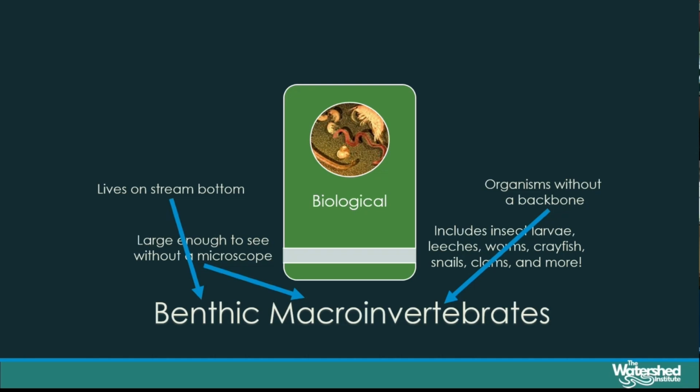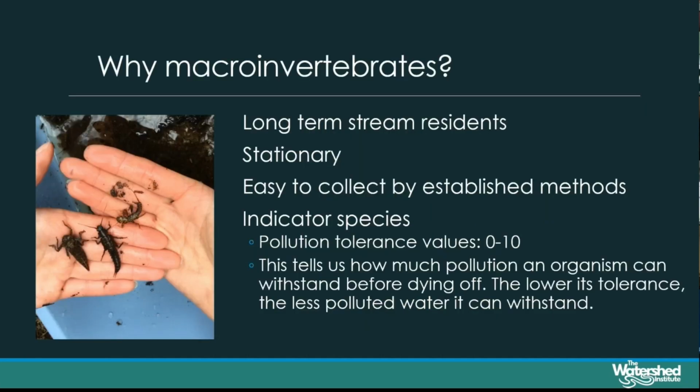So what does that include? Insect larvae, leeches, worms, crayfish, snails, clams. What does it not include? Things like salamanders, frogs, or fish. They all have backbones, so we would not count them in our sample, but if you do find an organism like that, it would be great to document that on your data sheet just so we know that there's some other life happening at your stream. So why do we focus on macroinvertebrates specifically? Like I mentioned, they live in the stream for a longer period of time.